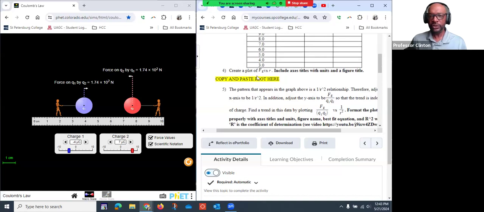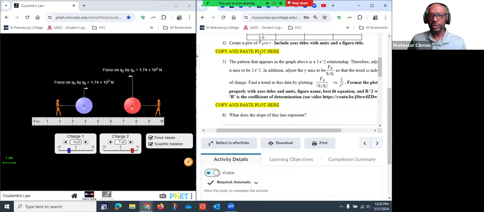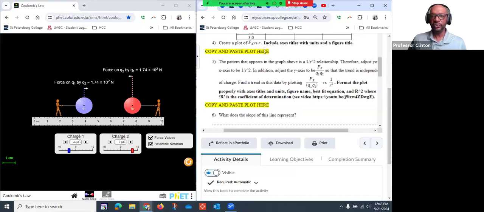So you're going to also have to create a plot of force versus the distance R. You're going to need to title it and put the axes titles with the units that you designate that you feel are proper. And you'll copy and paste that here. So you can remove this once you copy and paste it and put your plot in that area.